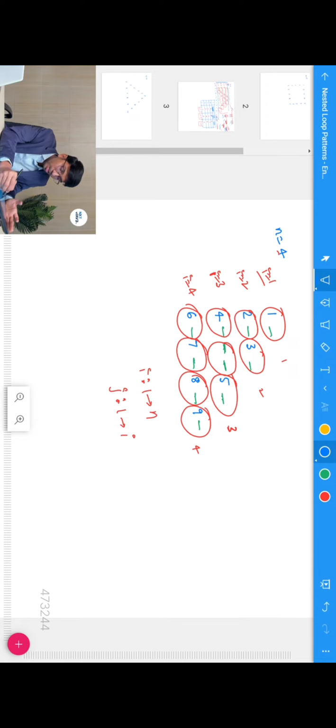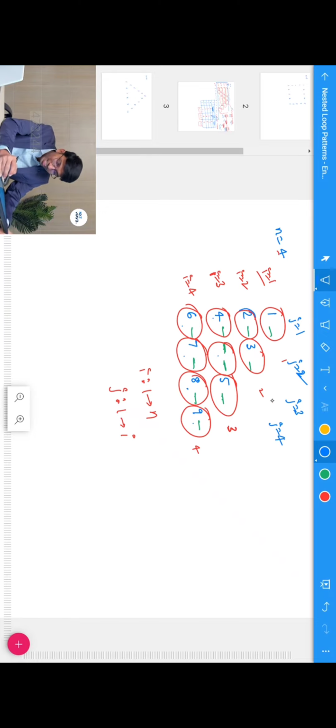If you see here, j is only 1 here. Here j equal to 1 and j equal to 2. Here j equal to 1, 2, 3. Here j equal to 1, 2, 3, 4. So j equal to 1, 2, 3, 4 are covered. So j will maximum go till i. For i equal to 1, j went till 1. For i equal to 2, j went till 2.